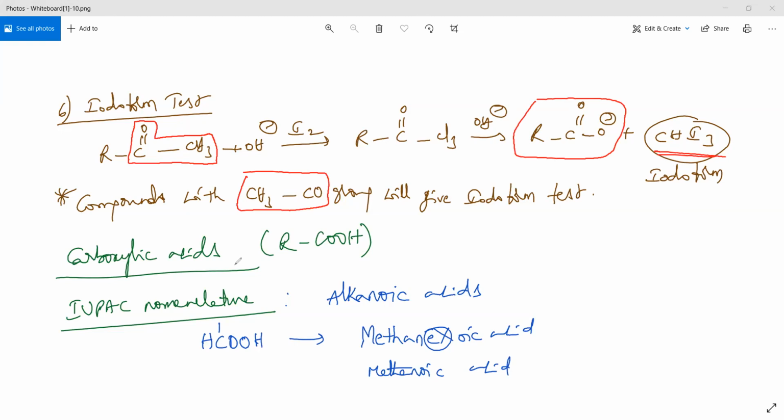Carboxylic acids. IUPAC nomenclature: alkanoic acid. So HCOOH, how many carbons? Only one carbon means methane. So eliminate E and add oic acid. It will become methanoic acid.